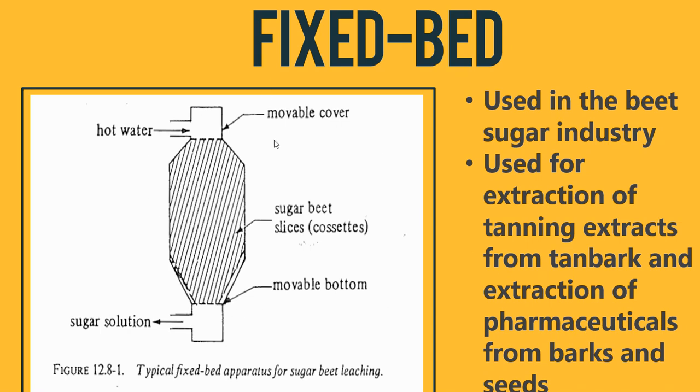So you have a simple equipment that adds hot water on top. It has a movable cover, and you have here the sugar beets in this case, and the hot water is going to leach the sugar from the solid, which is the sugar beets, and the sugar solution is going to leave here. If you want to further extract the sugar from this solution, that would be a separate process already, but the leaching is just what concerns us in this particular equipment. That's a fixed bed leaching equipment.